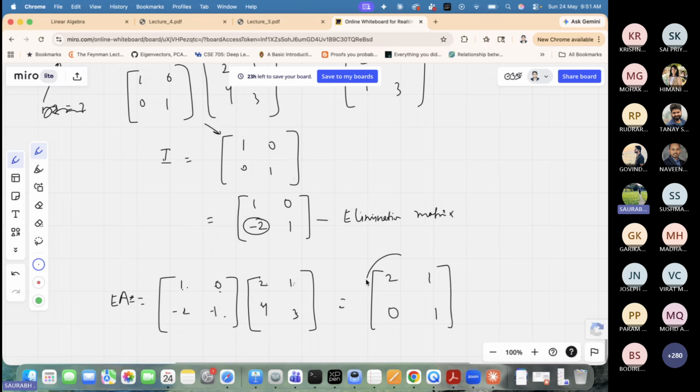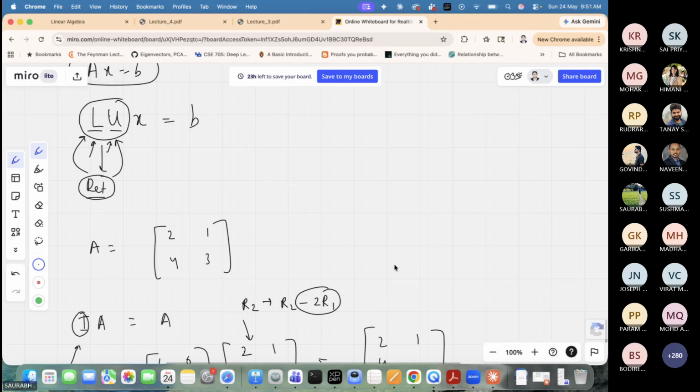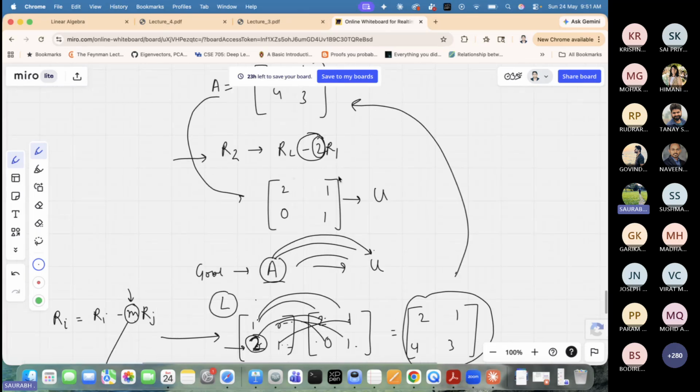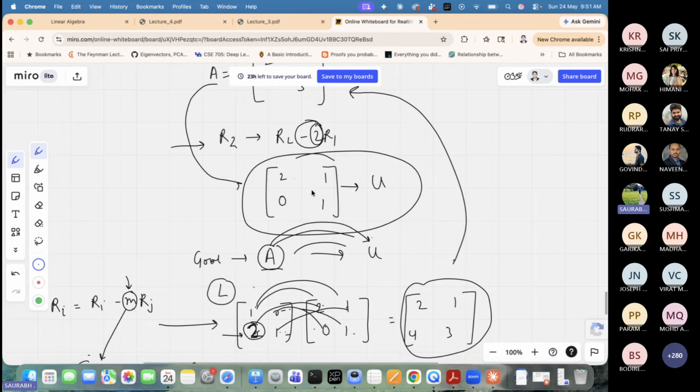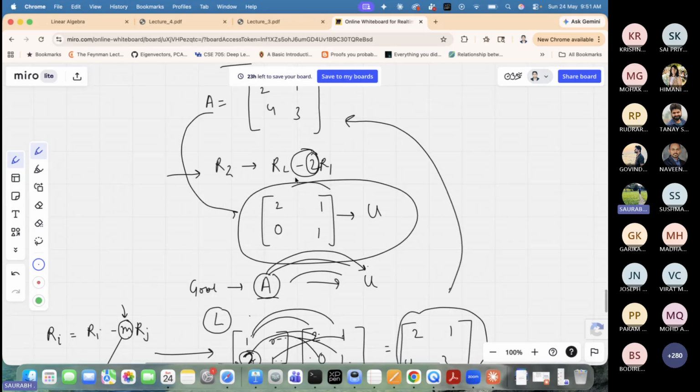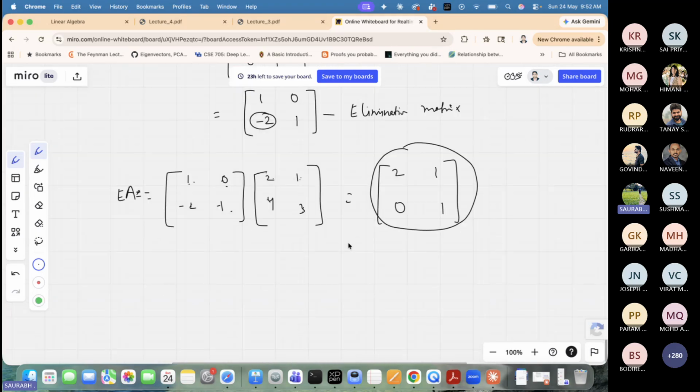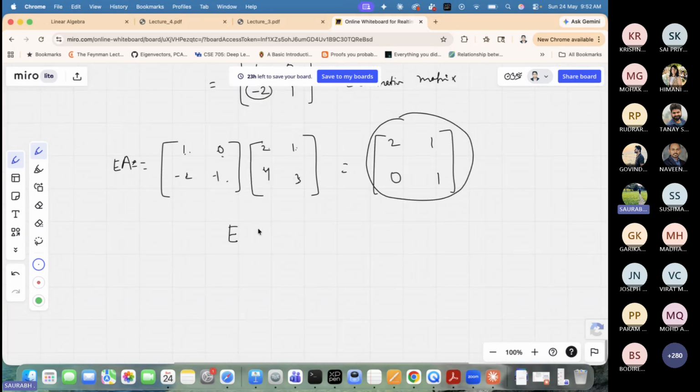Now, what is this matrix? Have you seen this matrix previously? You saw this matrix here, which is the upper triangular matrix you reach after doing the row transformation of A. So what you're saying is, the elimination matrix E multiplied by A is equal to U. When you keep track of how you are doing your elementary row transformation and give it a matrix form, your goal is to reach from A to U.